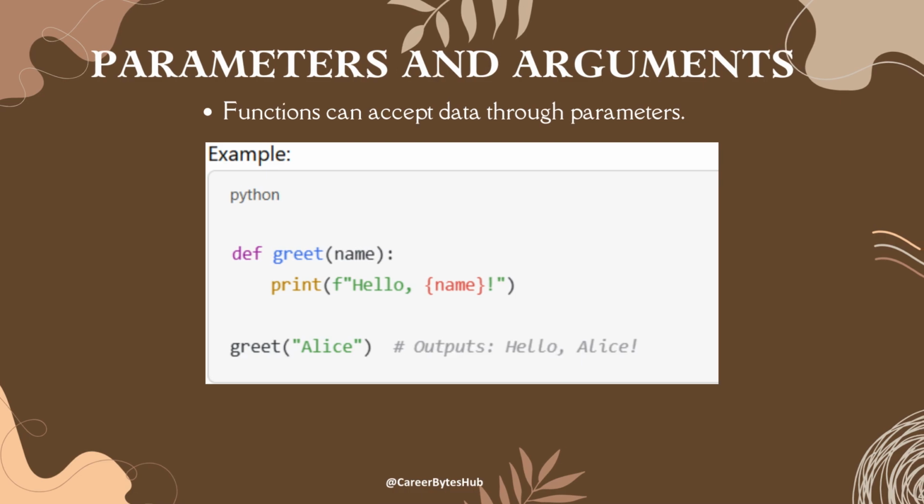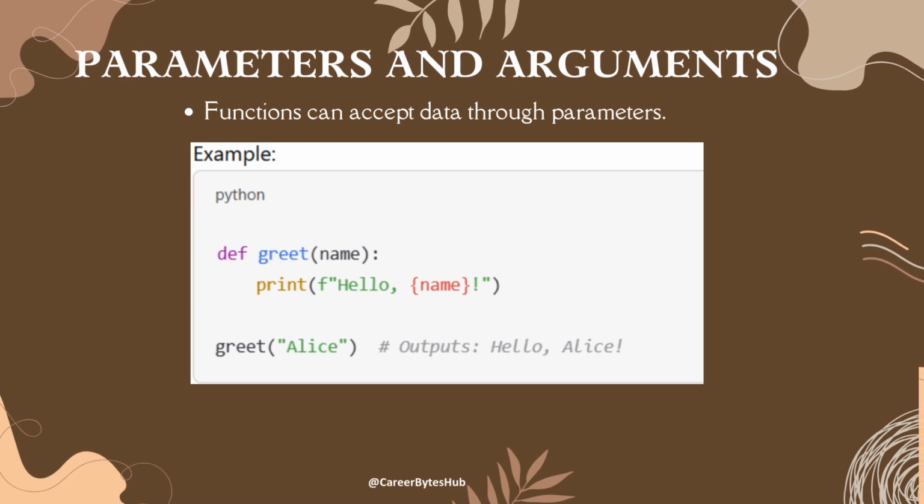Functions can accept data as parameters, which makes them more versatile. For example, the greet function takes a parameter name and personalizes the greeting. When you call greet, Alice, it outputs, hello, Alice.